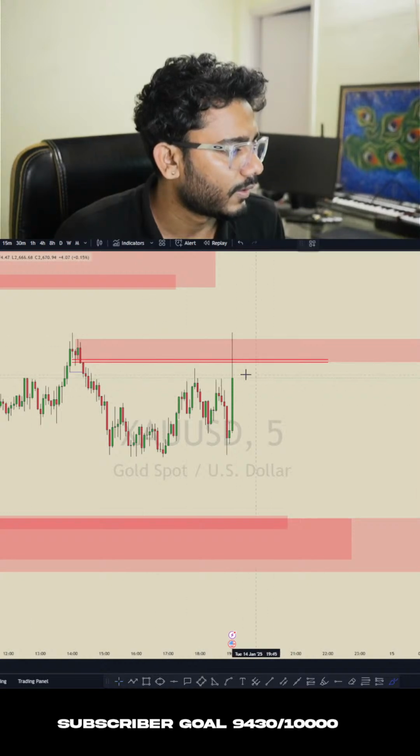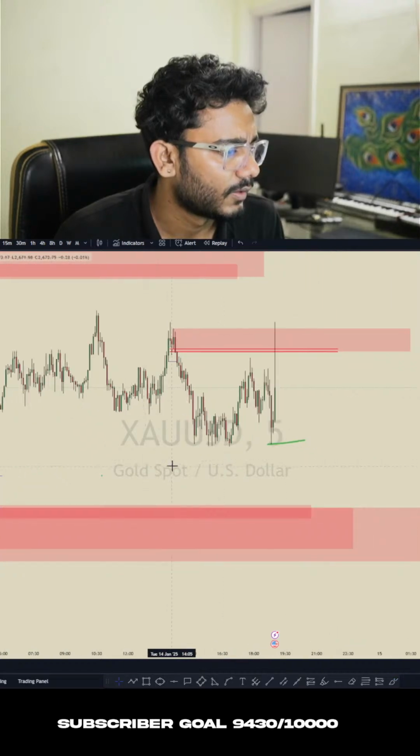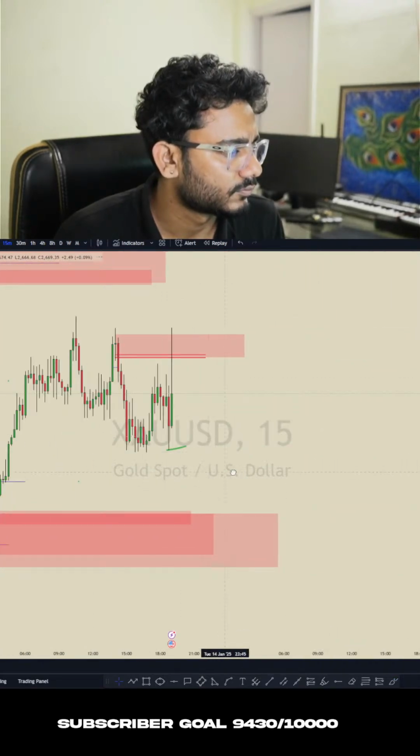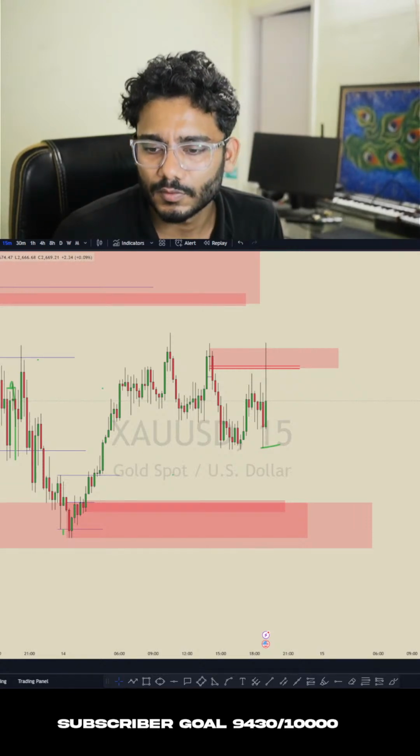So the price can continue to the downside. If this is a liquidity sweep, then price will continue to the downside. So if this low is broken, then probably we will look for sell side entries in the continuation to the downside. If you have any doubts, we can ask questions.